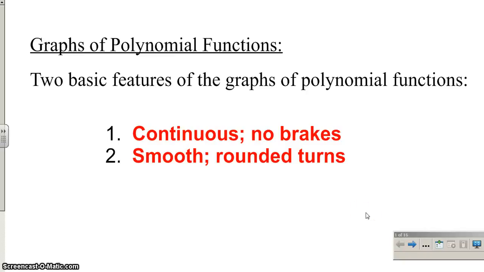Hi guys, so we are going to talk about section 2.2, which is graphs of polynomial functions. You explored a little bit in class today, but we're going to take it a little bit further now with our notes. There are two basic features of the graphs of polynomial functions: one is that they are continuous with no breaks, and the other is that they have smooth, rounded curves.